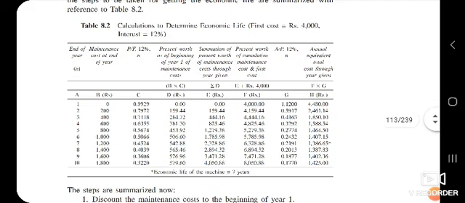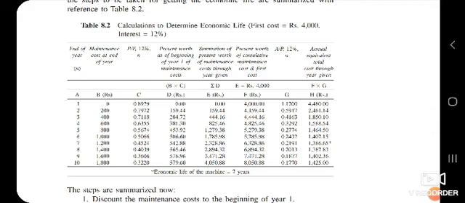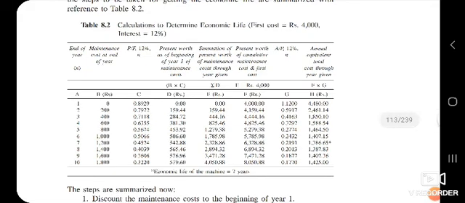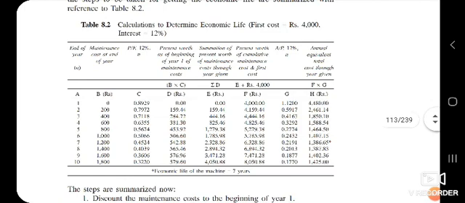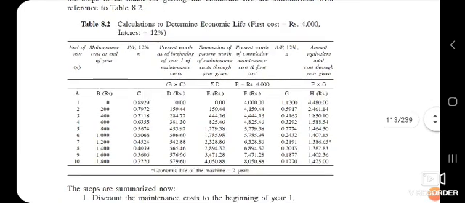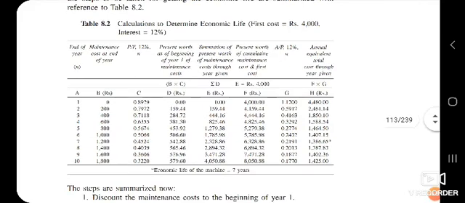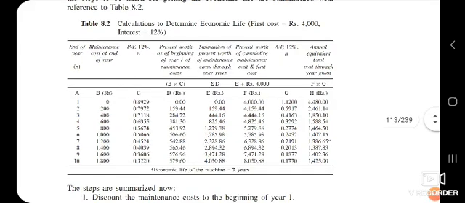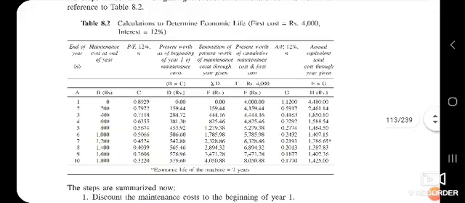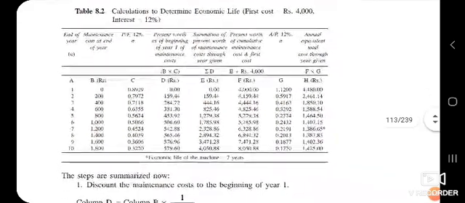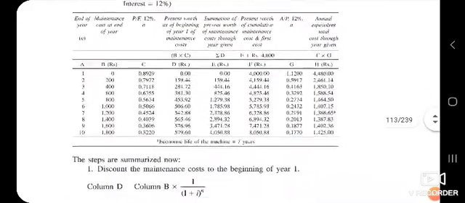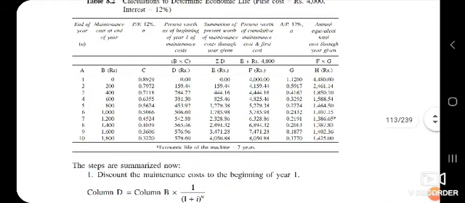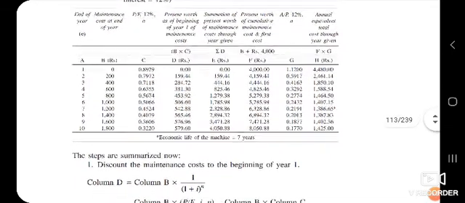And then the next one is the annual equivalent factor. You again verify it with the previous chapters and get the factors over here, and then you have F into G. So F is the present worth of cumulative maintenance cost and the first cost, and G is the factor. So you will get the value for the annual equivalent total cost through the year given.